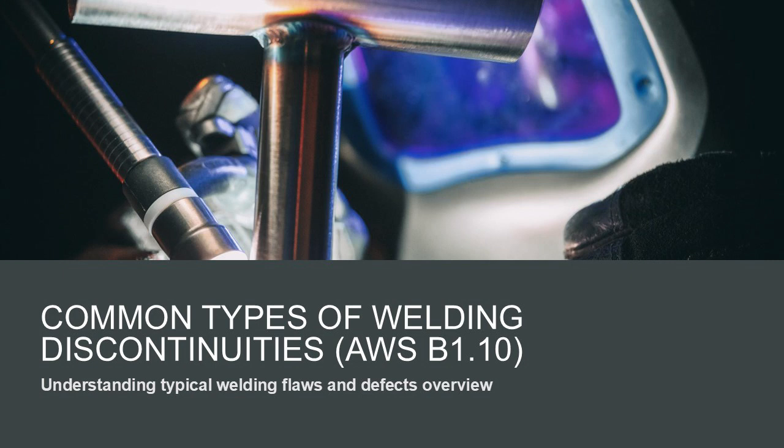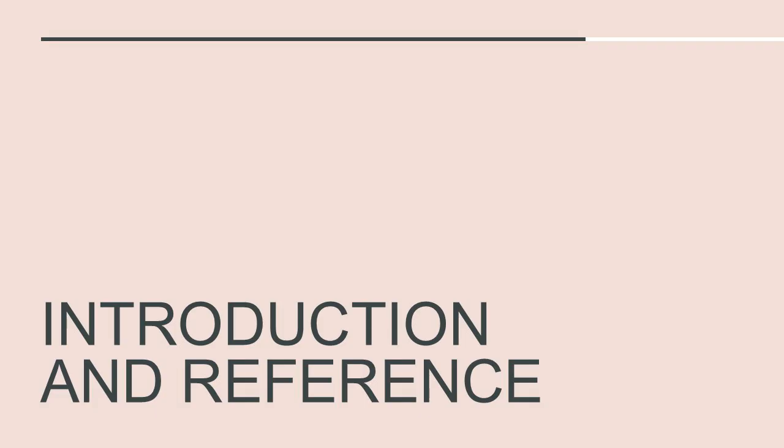Welcome to this session on common welding discontinuities as per AWS B1.10. Today, we'll explore typical flaws found in welds, their causes, and how to inspect them. Understanding these discontinuities is essential for ensuring structural integrity and compliance with standards. In this section, we'll cover the purpose of identifying discontinuities, key definitions, and reference tables. We'll also look at weld zones, which are critical for mapping and evaluating discontinuities.